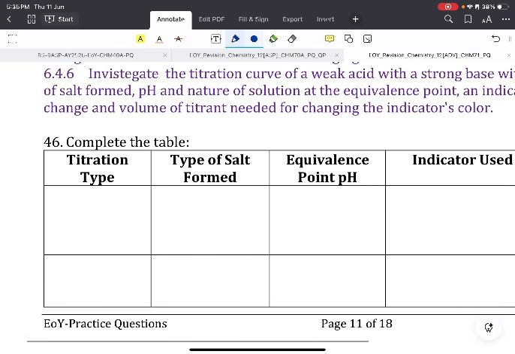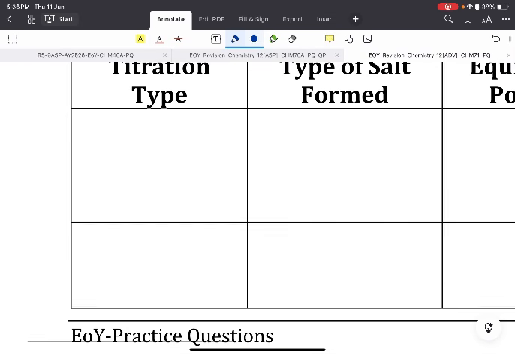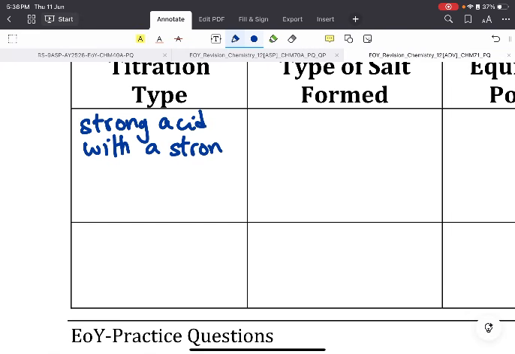In your KPI, you only have two types of titration: the titration of a strong acid with a strong base, and the titration of a weak acid with a strong base. So I'm going to write it over here. Titration of strong acid with a strong base. Remember, the order is very important. It's different if you say strong base with a strong acid, because this KPI is not included. We only have the acid with the base.